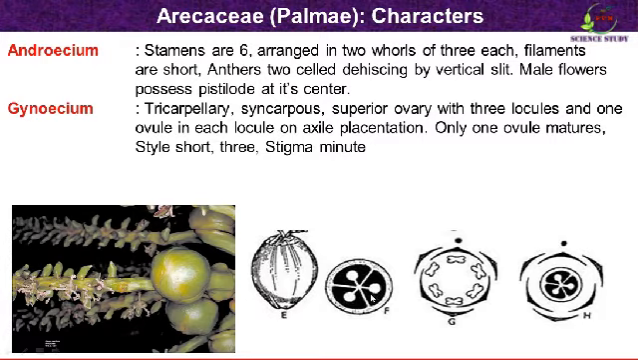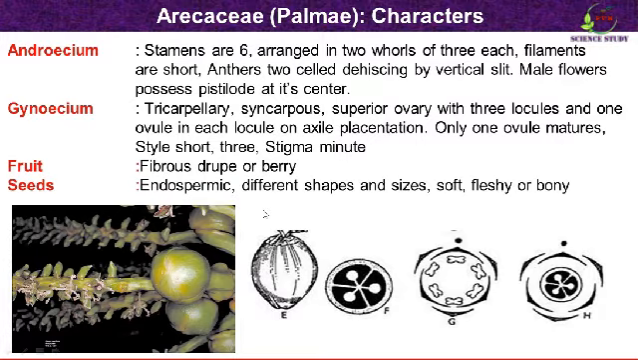Out of these 3 ovules, only one ovule matures. Style is short and often 3 in number. Stigma is minute. Then regarding fruit, this is the fruit of member of Araceae family, that is coconut fruit. Fruit may be fibrous drupe or berry.